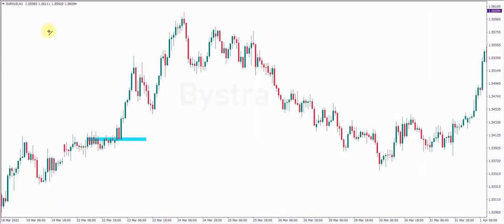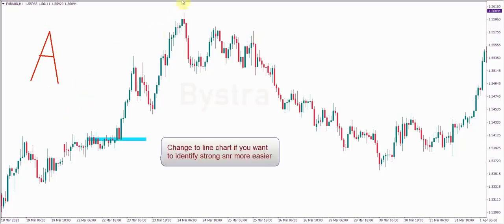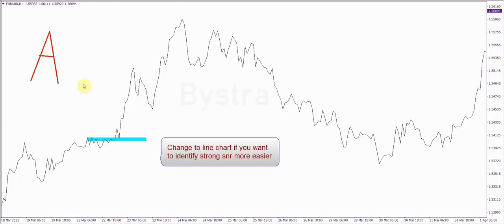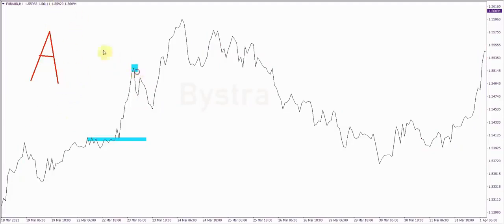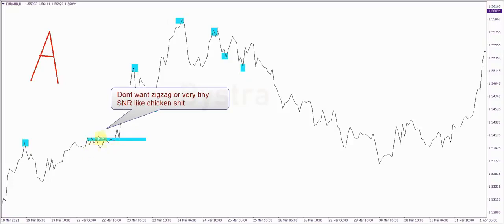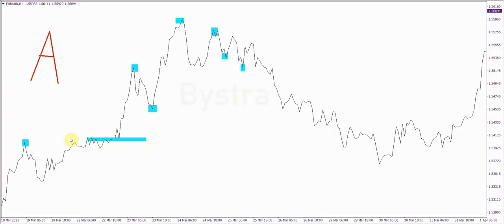I want something like this, like a capital letter. If you want to identify a strong SNR more clearly, you change to the line chart. And as you can see here, here is a strong resistance, here is a strong resistance, and here is a strong resistance, and here is a strong support. Something like that. I don't want zigzag or very tiny ones here. I want something very strong, like a capital A or V.